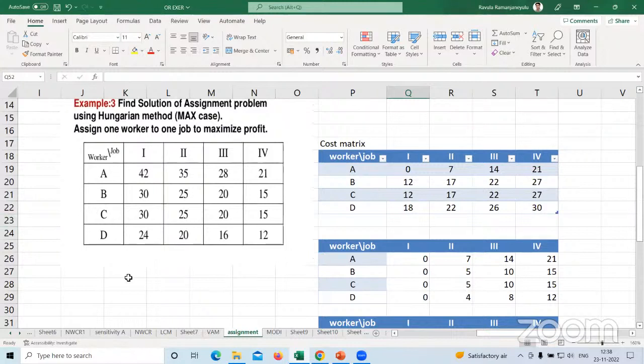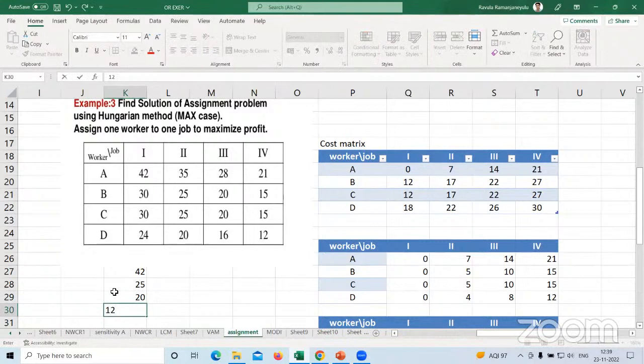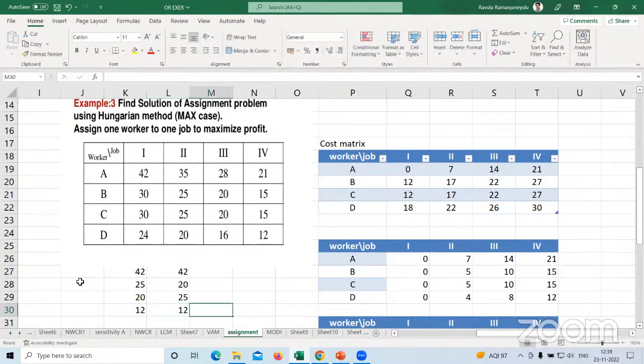A to 1 is 42, B to 2 is 25, C to 3 is 20, then D to 4 is 12. This is one answer. Another one: A to 1, B to 3 is 20, then C to 2 is 25, and D to 4 only 12. If you see the answer for both, any option if you select, the answer will be the same. That's why you got the zeros like that. It is arbitrary.